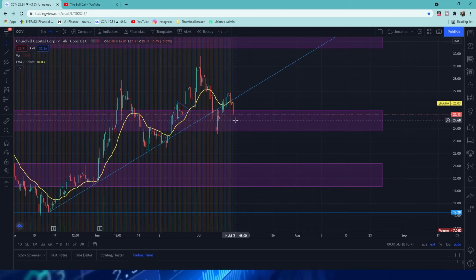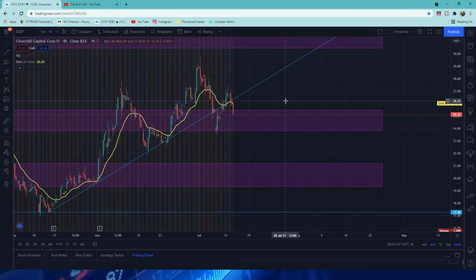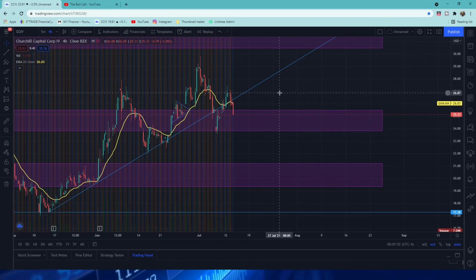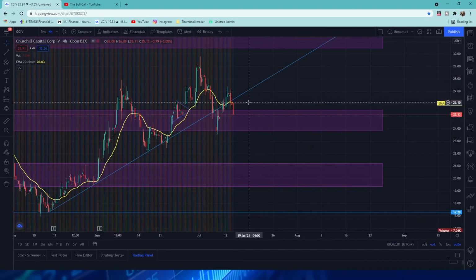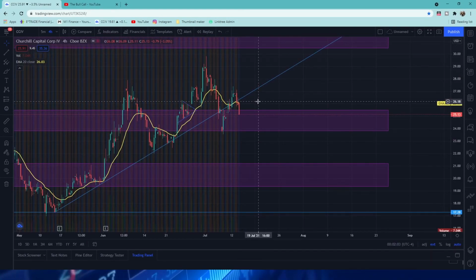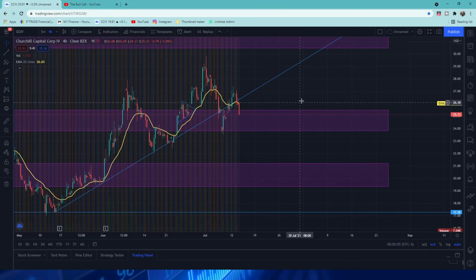But I'm hopeful. With this market being as wild as it is right now, and inflation numbers not being fantastic that came out this morning, you got to be on your toes, especially with SPACs. And this thing fell 3.5% today. And when you're a long-term investor like myself, you don't think about this small.